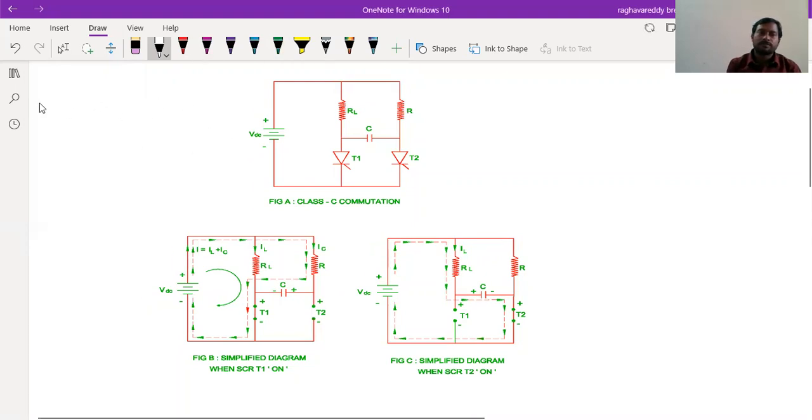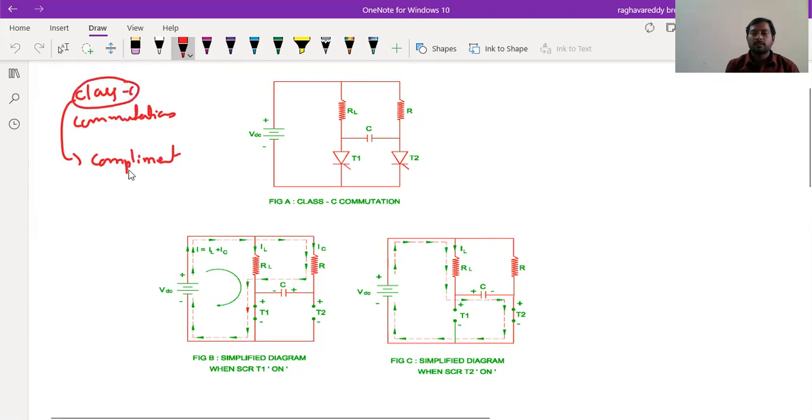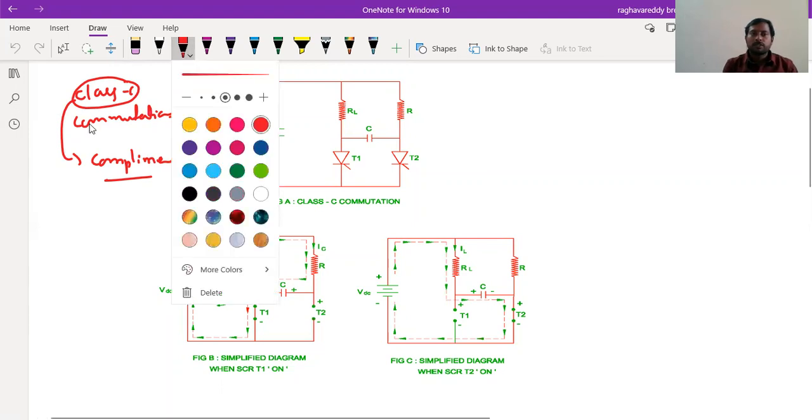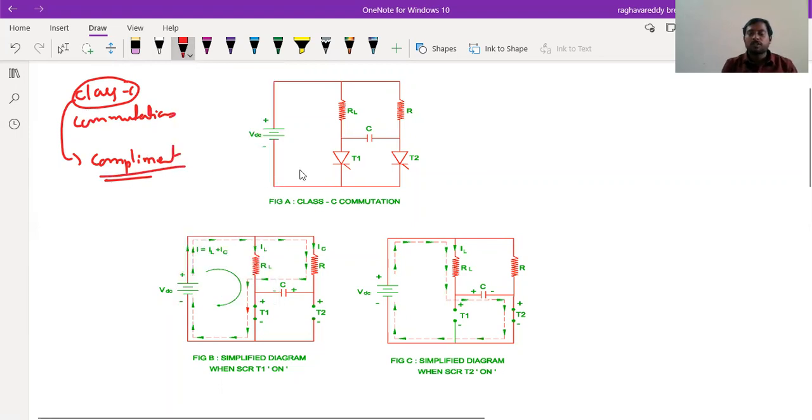Class C commutation. So C for complement. Class C commutation is also called complement commutation.